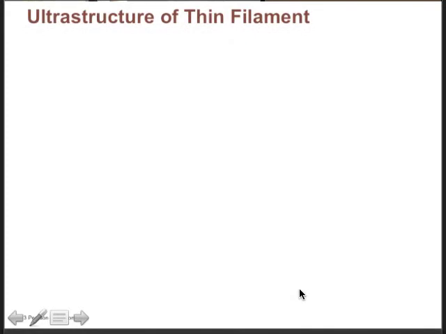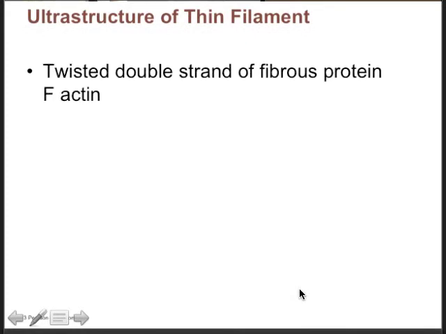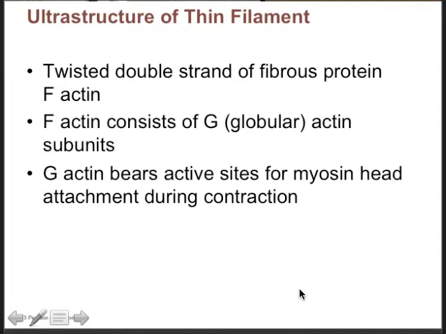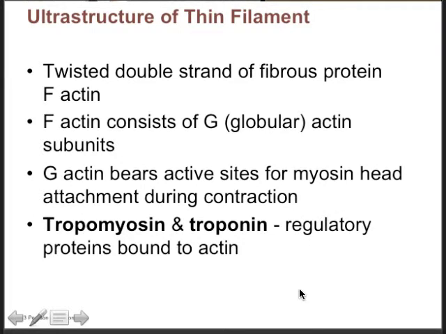Okay, the thin filaments are twisted double strands of actin. The actin consists of G-actin subunits. When the G-actin subunits connect to each other, they form what we call F-actin. G stands for globular, and F stands for fibrous. So that's where the names come from. The G-actin has active sites for the myosin heads to attach during contraction, and tropomyosin and troponin are the regulatory proteins that are bound to the actin. And what they do is they serve to regulate when the muscle is going to contract.